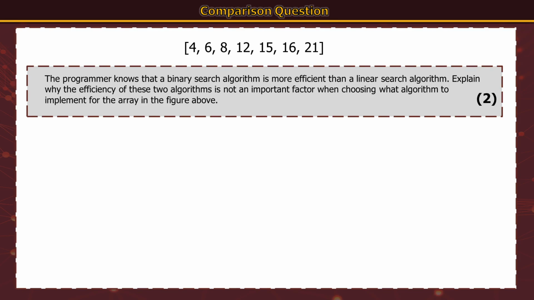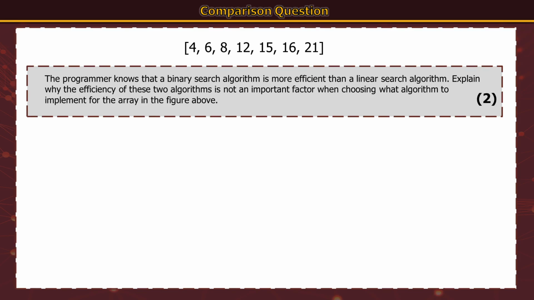Finally, the programmer knows that a binary search algorithm is more efficient than a linear search algorithm. Explain why efficiency of these 2 algorithms is not important when the algorithm is implemented on the above figure. So it's talking about this one here, 4, 6, 8, 12, 15, 16, 21. Now it's in order, so the binary search would work. They're expecting 2 points. I'm going to give you a chance to pause now and then we'll go through the answer.